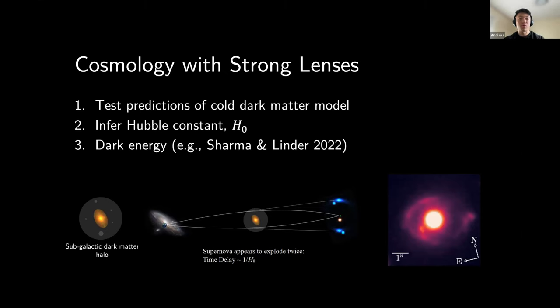Second, they can be used to infer the Hubble constant, which is an extremely important constant in astrophysics, in the case that a multiply lensed supernova explodes behind the lensing galaxy. This is because the two images will actually appear to explode at different times, and we can use this time difference to infer the Hubble constant. Finally, when multiple different sources are lensed, these systems can also be further used as a probe for cosmology and dark energy, especially at high redshifts.